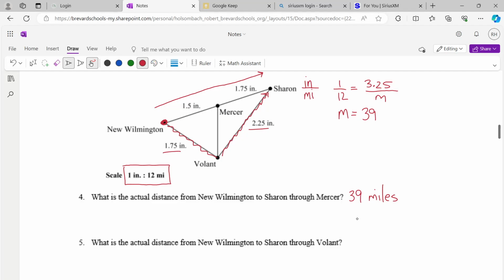So we can take 1 over 12 again, set it equal to 1.75 plus 2.25 is 4 over our amount of miles. So crisscross multiply, 1 times m is m, 12 times 4 is 48, so 48 miles.